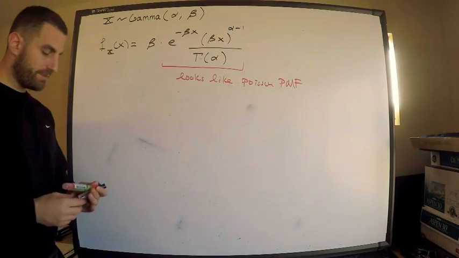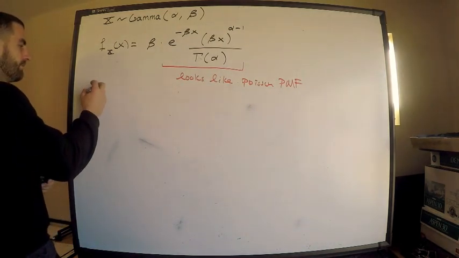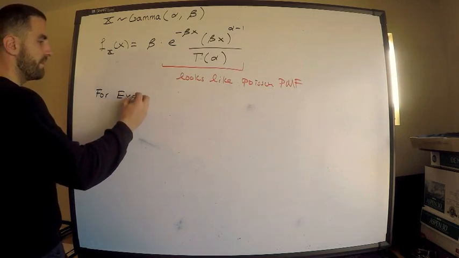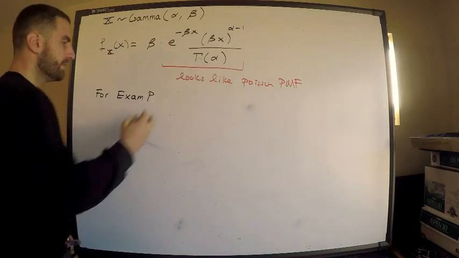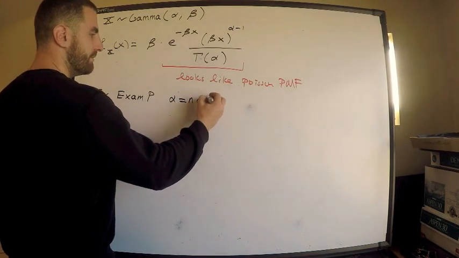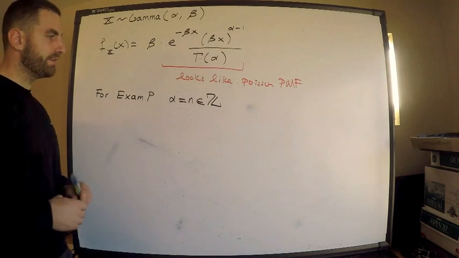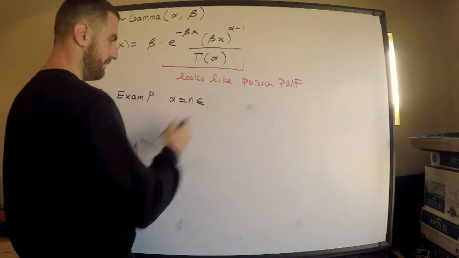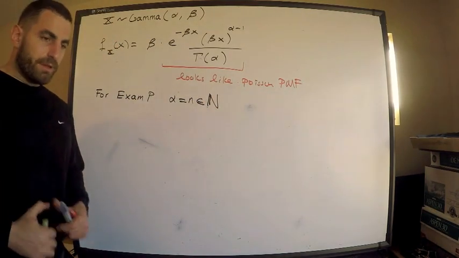Okay, let me continue with this. Again, for exam P, typically from what I've seen, alpha is a natural number. Alpha is equal to some n, which is an element of the natural numbers, or sorry, the integers. Actually, specifically it's going to be a natural number. So let me do boldface N. Okay.